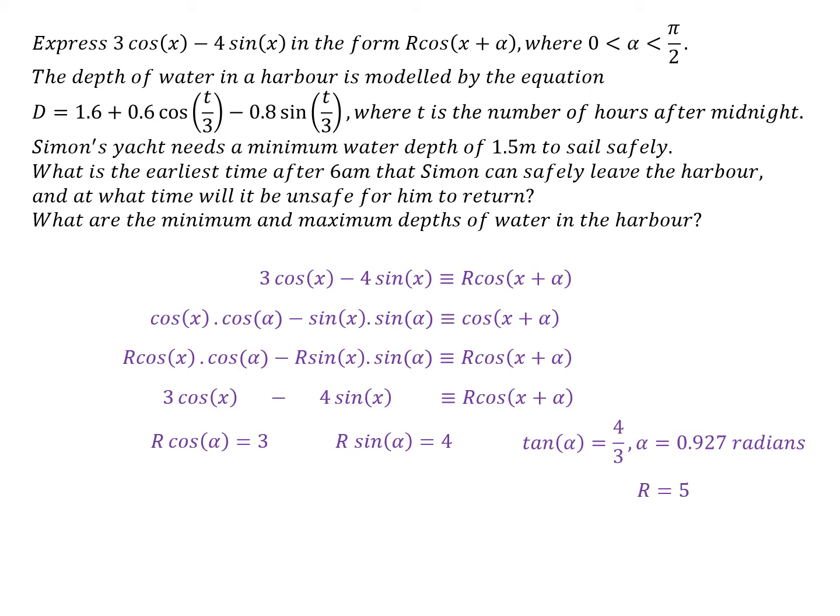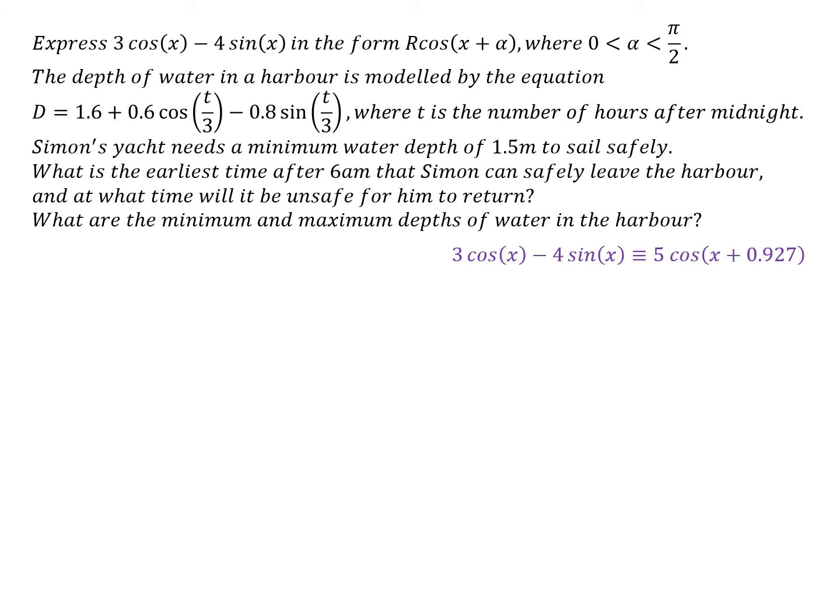So we found the value of r and the value of alpha, but we haven't yet answered the question, because the question asks us to express 3 cos x minus 4 sin x in this form. So it's not until we write that down that we get the final mark for that part of the question. Okay, so that's that part of the question answered. Let's look at the second part now.